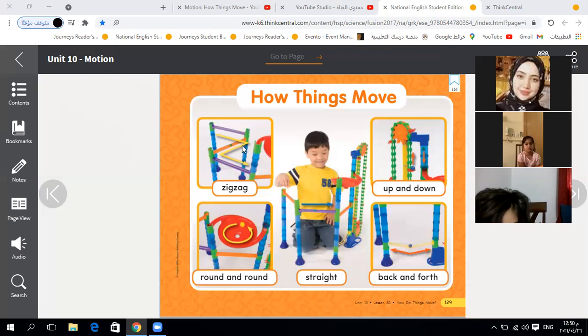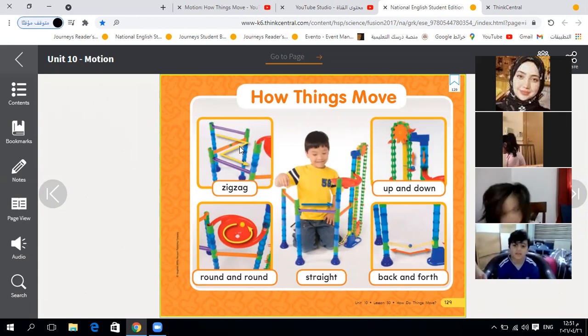So let's see the first picture here. I want you to trace the yellow line. Can you see? Things move in a zigzag motion, zigzag. Trace in your book, trace the yellow line here. So what is the first picture, Yahala? Things move in zigzag. Bravo. Here we have a green marble that travels in a zigzag pattern on a colorful track. So things move in a zigzag motion, okay?